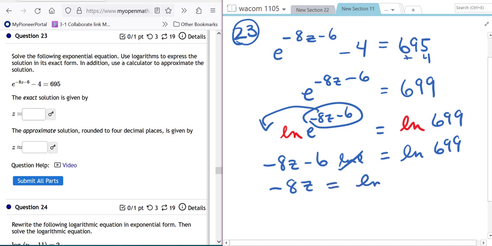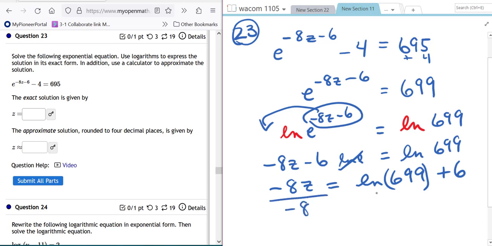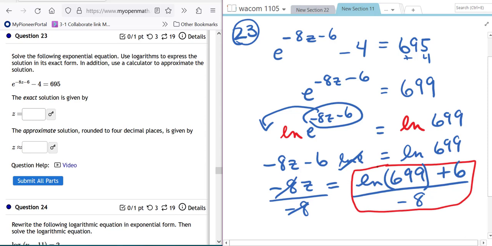All right, so I have natural log of 699 plus 6. Now that's not taking the log of it. The log is of this one. I should be a little clearer there. Right, and then I'm going to divide by negative 8. So this is actually my exact answer if they ask for it right here, which they did.